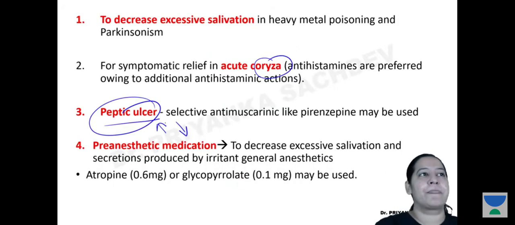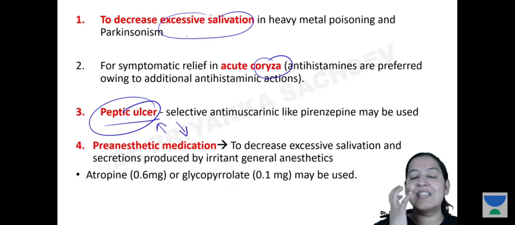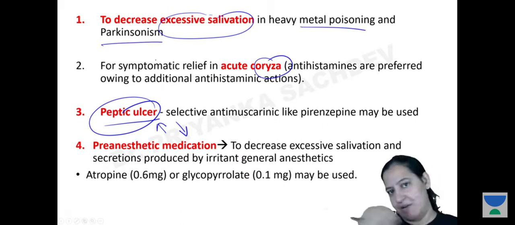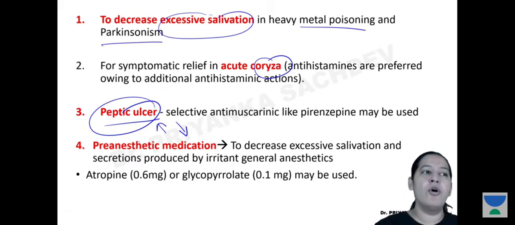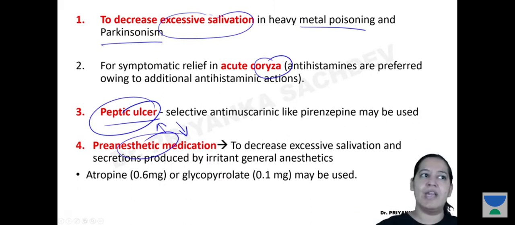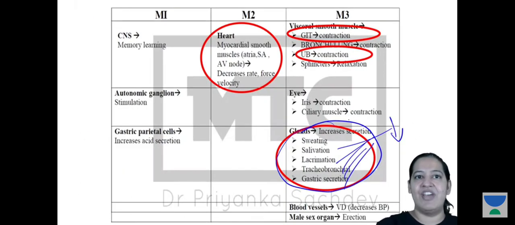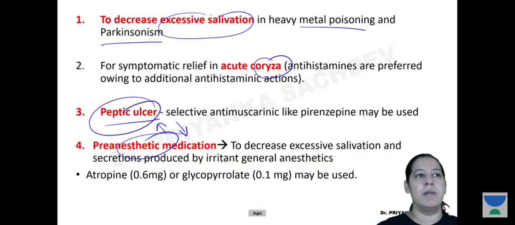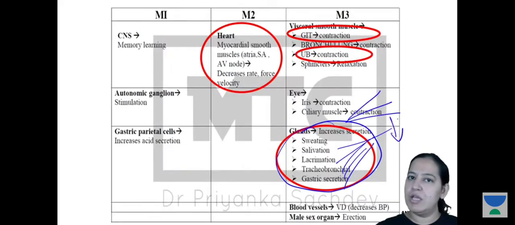Some person has excessive salivation in the mouth after poisoning or in Parkinsonism. We want to decrease the saliva. So we can give this drug. And before anesthesia, we want to decrease the secretions all over the body. So we can give this drug. So excessive salivation, peptic ulcer, coryza. So these are the uses based on glands.